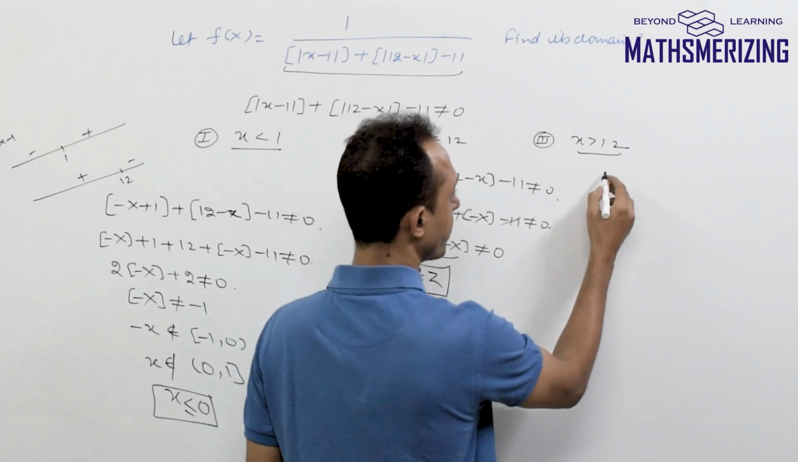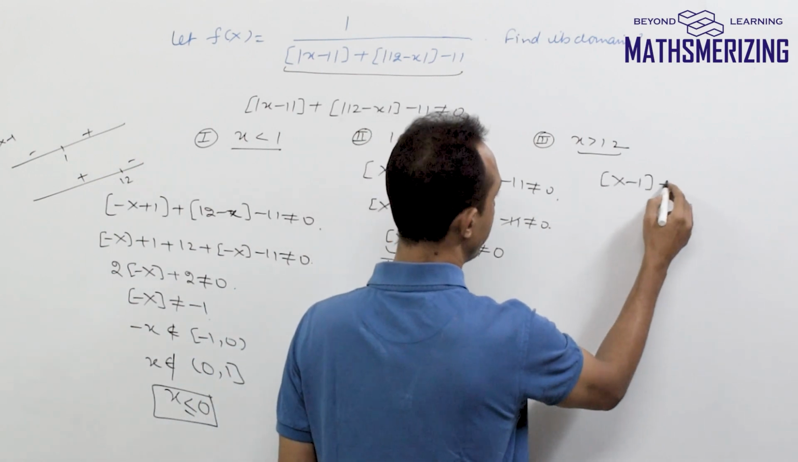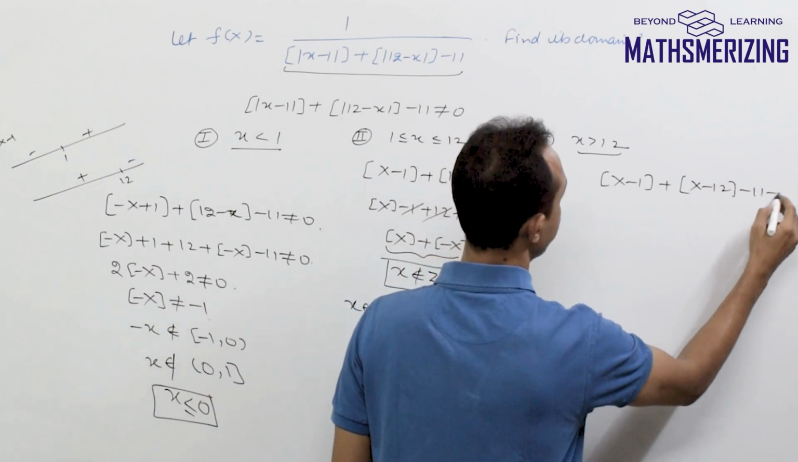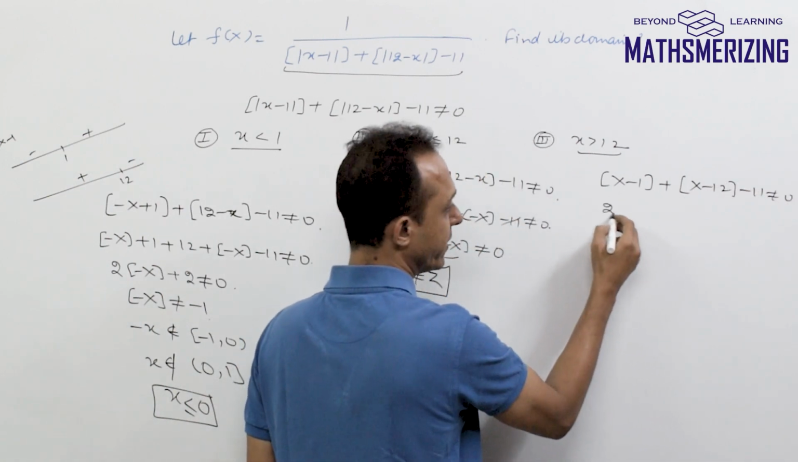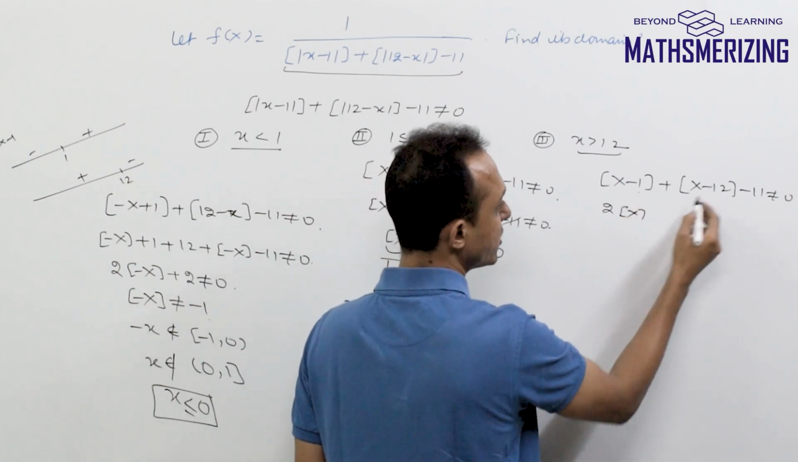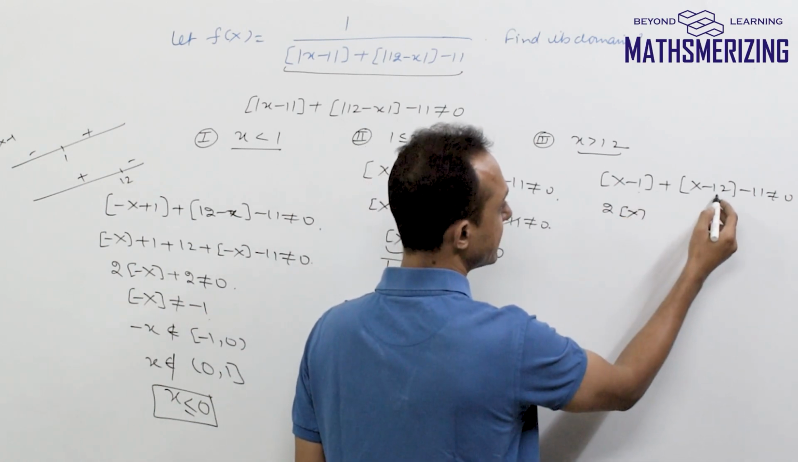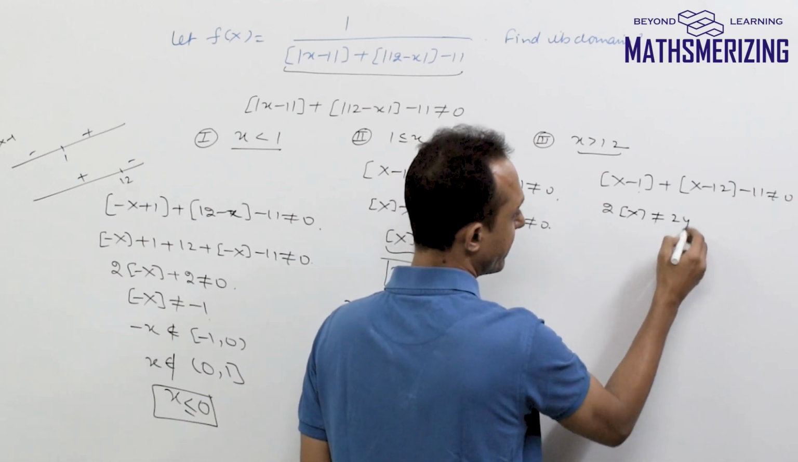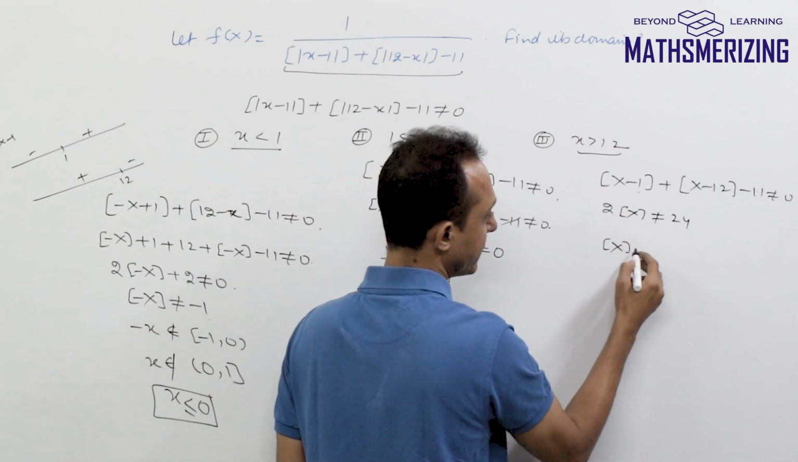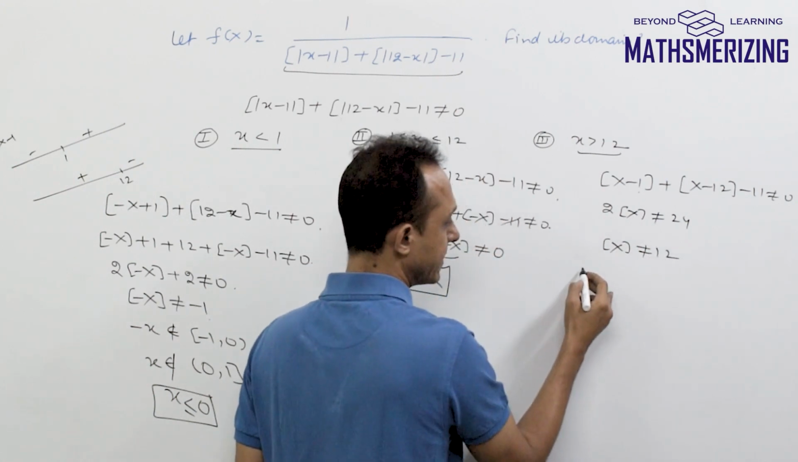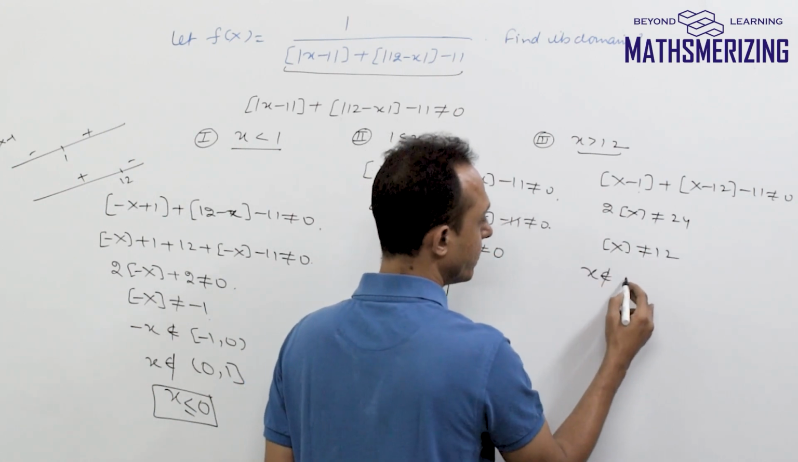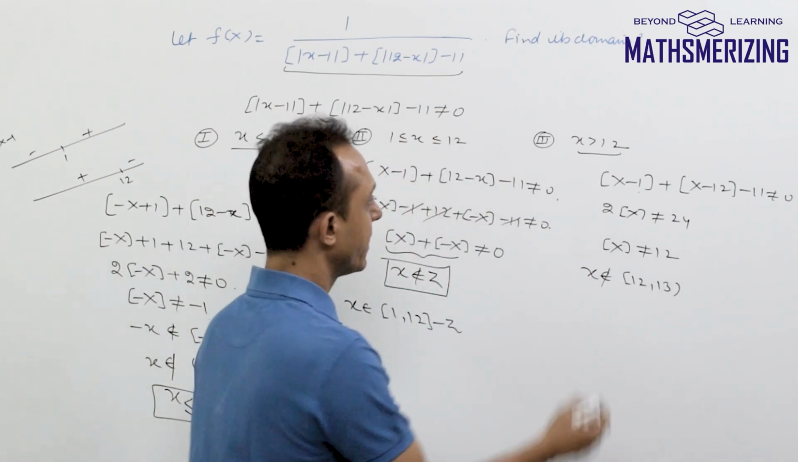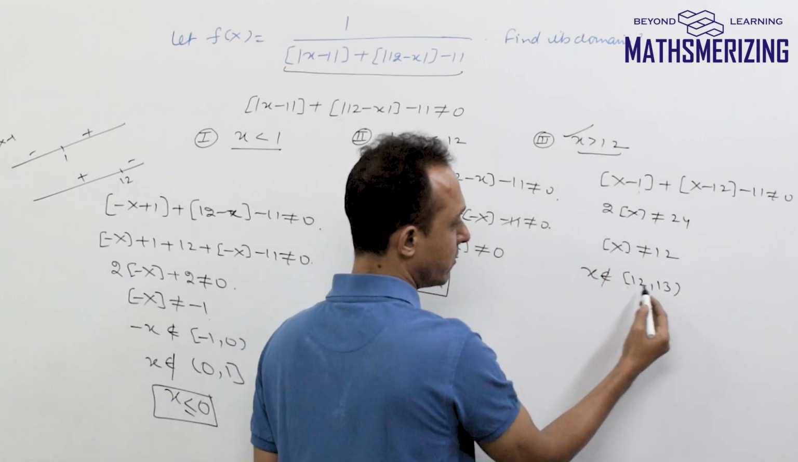So I'll write x minus 1 plus x minus 12 and minus 11 should not be equal to 0. So I can write 2 times greatest integer function of x, so minus 1 minus 12 minus 13. So minus 13 and minus 11. So there will be minus 24. Greatest integer function of x should not be equal to 12. So that is x should not belong to 12 to 13. So here x should be greater than 12 but should not be equal to 12 and 13.